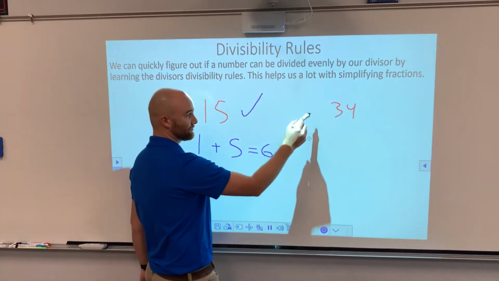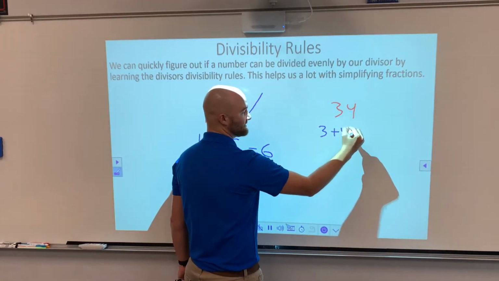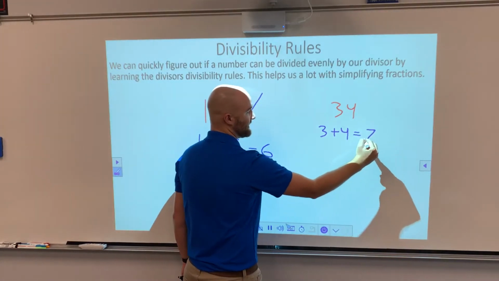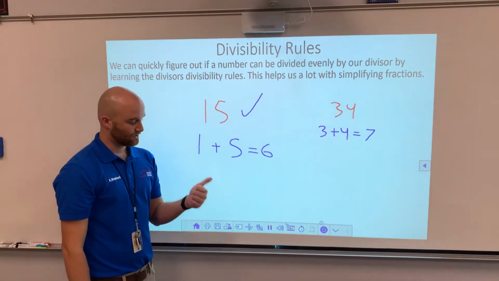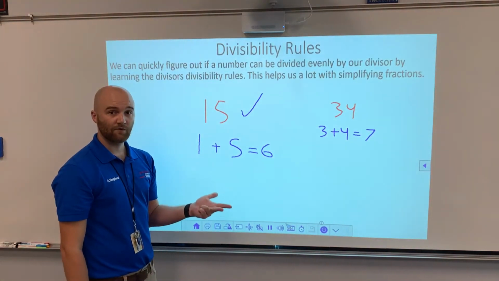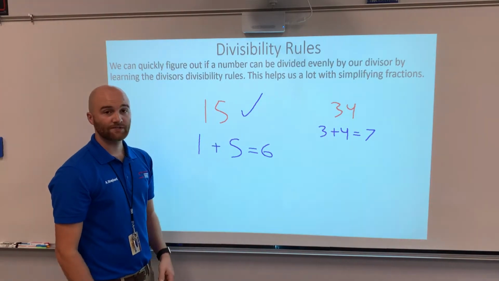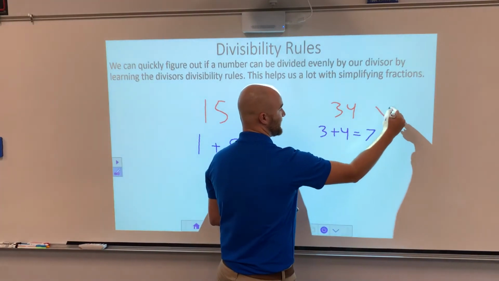I would take the 3 and the 4, and I would split those up. 3 plus 4 gives me 7. If I count by 3s, can I get to 7? 3, 6, 9. No, it looks like I skipped over 7. Because I skipped over 7, I know that 34 is not divisible by 3.